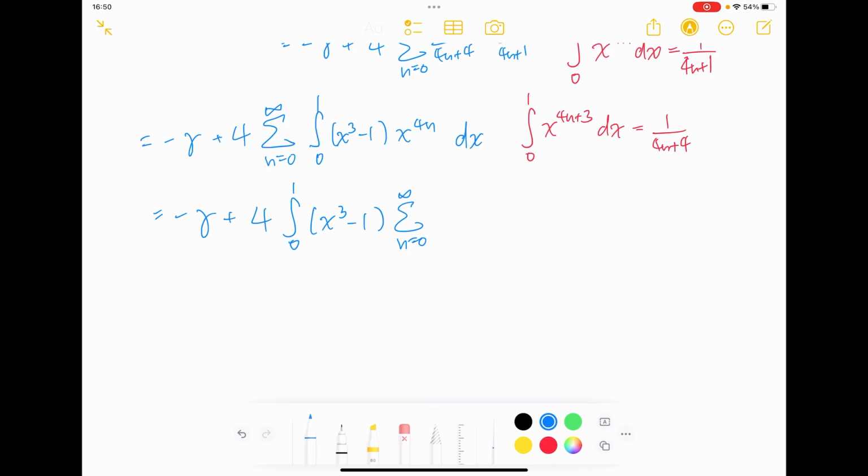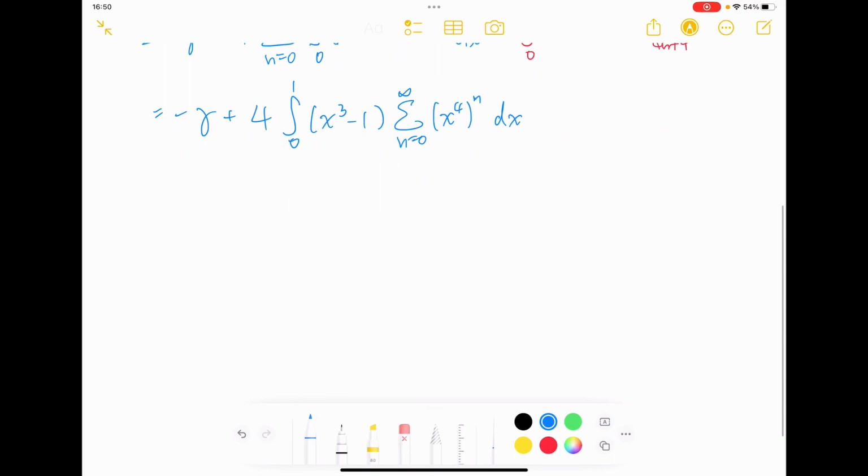And we're going to get x to the 4n, which we can write as x to the 4th to the n dx. And what we notice is that this is quite a nice geometric series, because x is between 0 and 1, so x to the 4th is between 0 and 1. And so it converges, and we can use the formula. So that's going to be equal to 1 over 1 minus x to the 4th.